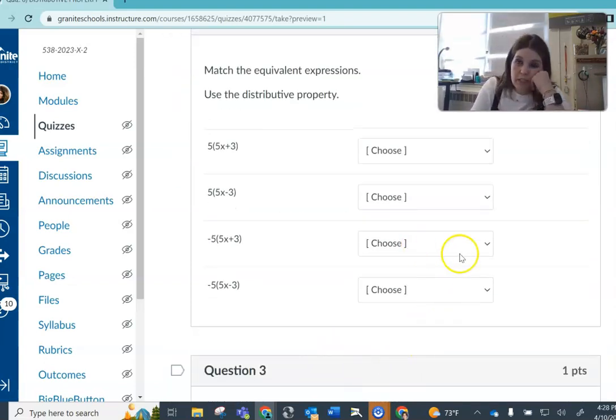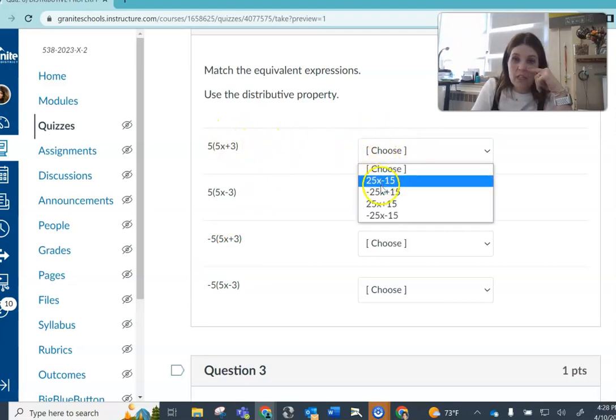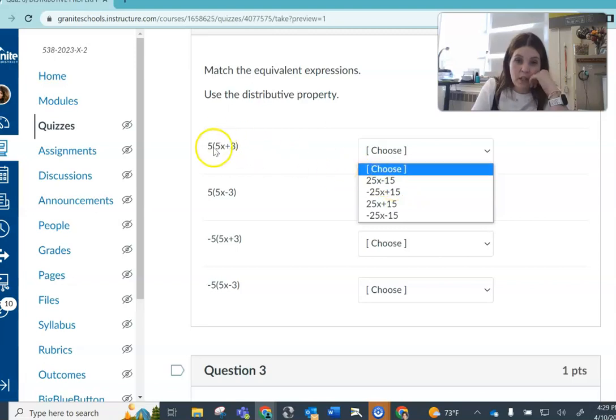The next one is more challenging because on the bottom part, we're distributing in a negative. So I'm just going to briefly remind you how you do it. I'm not going to do it with this exact problem. Well, actually, maybe I will, and then I'll let you do the other three. So this one is matching. You want to choose which of these four expressions equals this one.